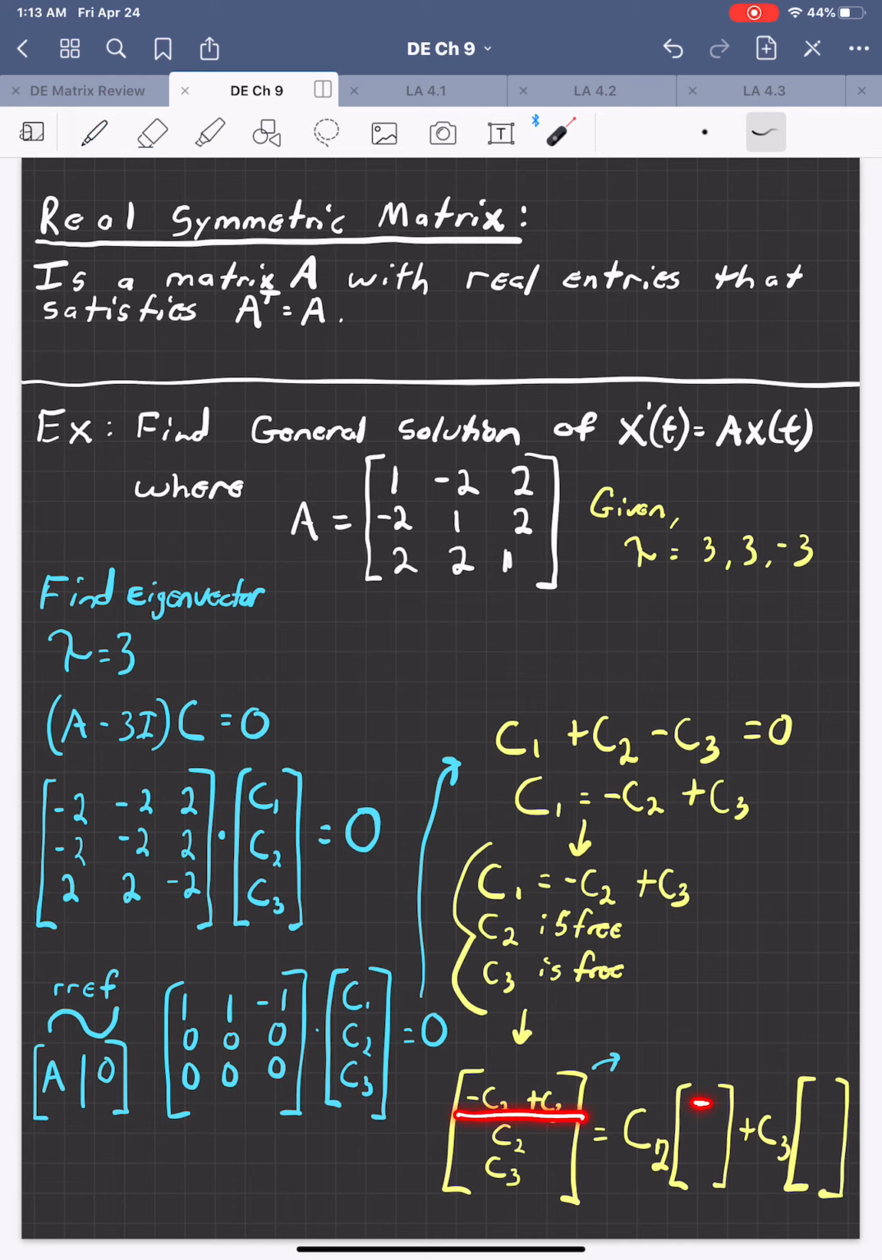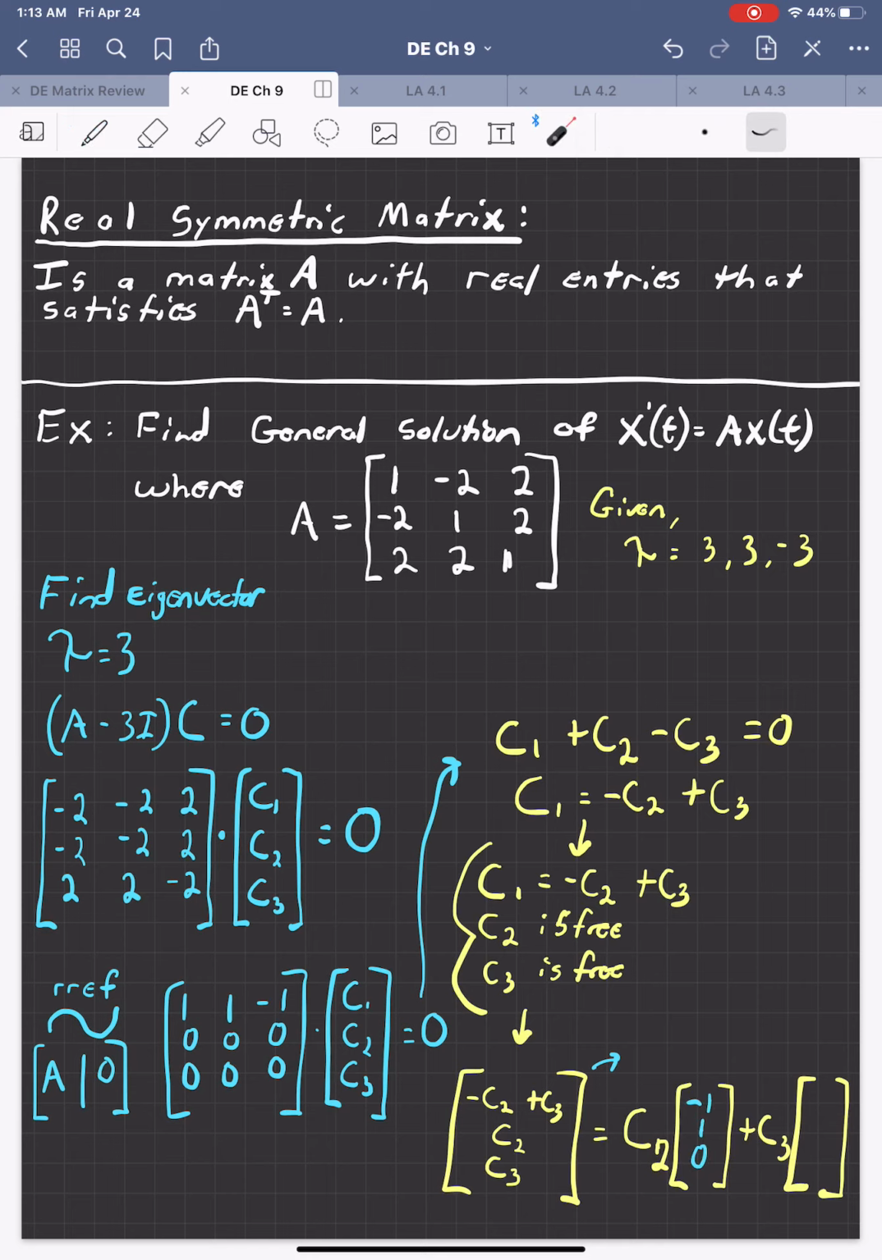The very first row, how many C sub 2s are there? Well, there's negative 1 of them. And how many C sub 2s are in the second row? 1. And how many C sub 2s are in the third row? 0. So that ends up being negative 1, 1, 0.